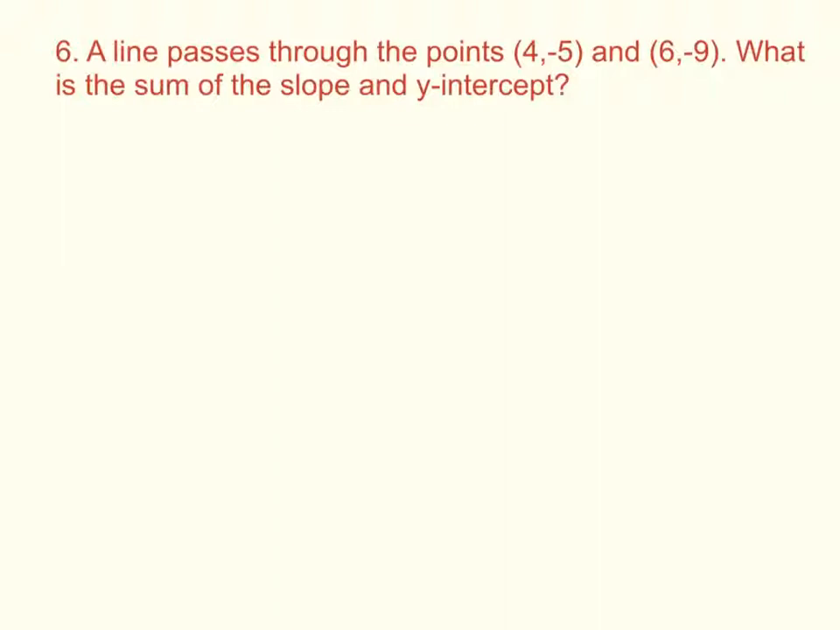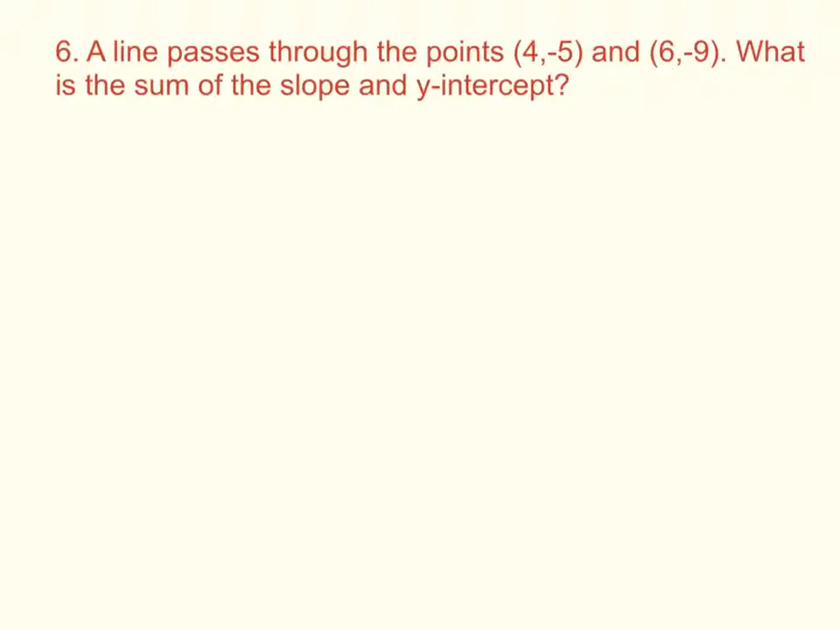Number 6 is very similar, uses some of the same methods as number 5. So we're going to put this in the same video. Number 6 says a line passes through the points 4, -5, and 6, -9. What is the sum of the slope and the y-intercept? So we need the slope, we need the y-intercept of the line that goes through these 2 points.